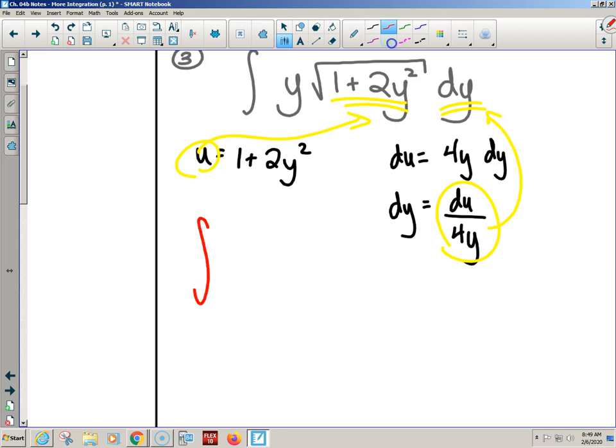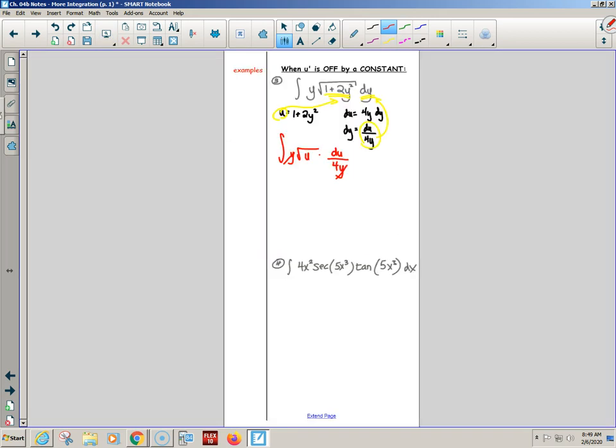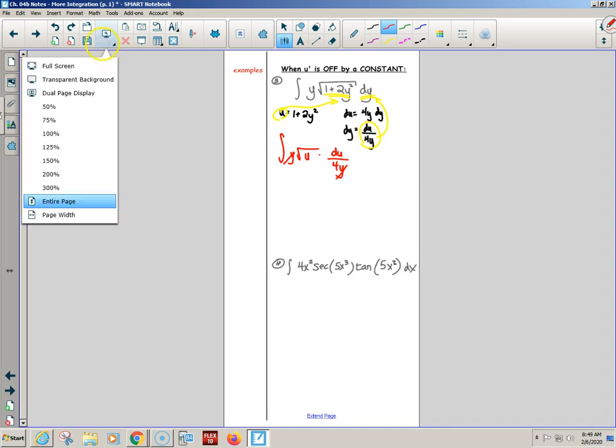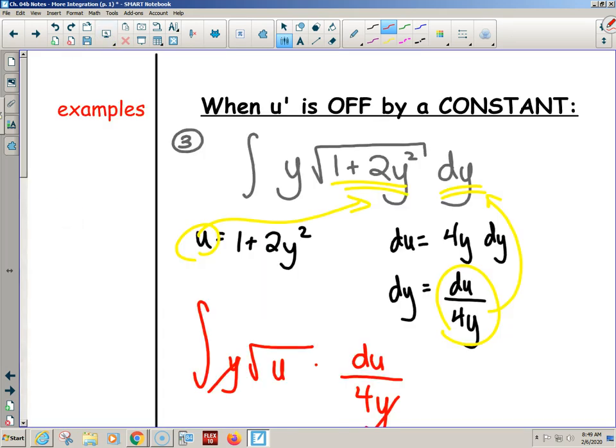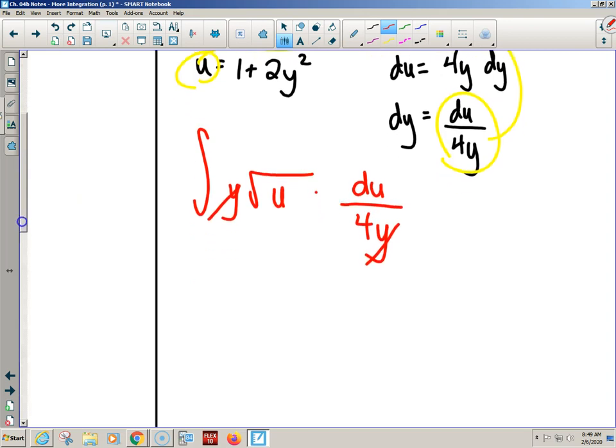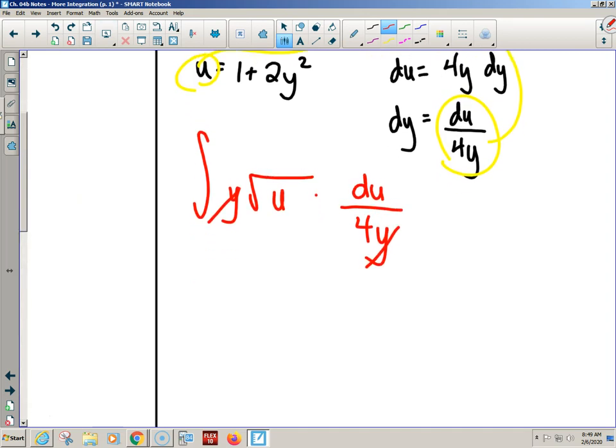So we have the integral of y square root of u times du over 4y. What cancels out? Why am I saying that u prime didn't fit perfectly? Why am I saying u prime is off by a constant? Because what is left over? A constant. There is a 4 left over, but that 4 is left in the denominator.